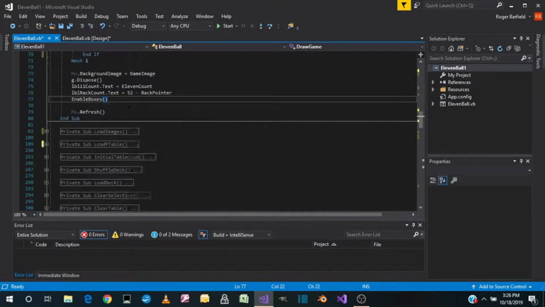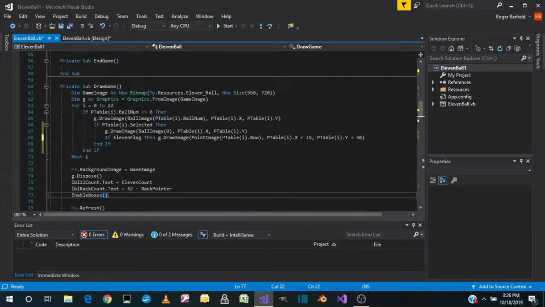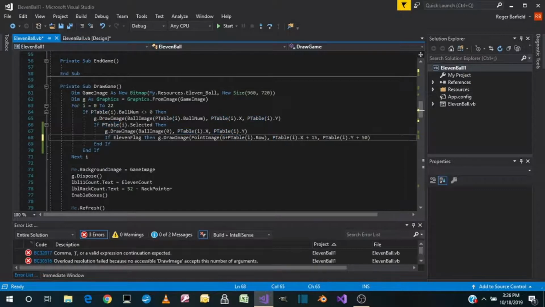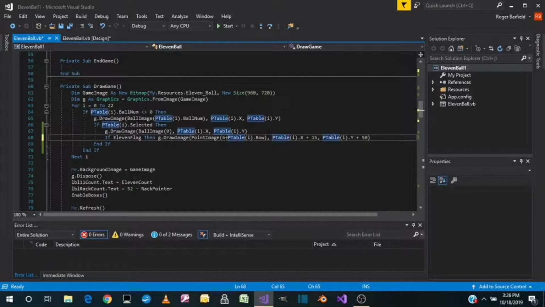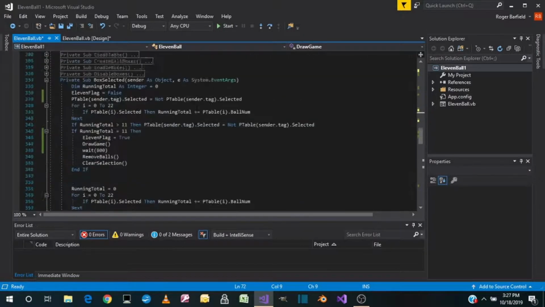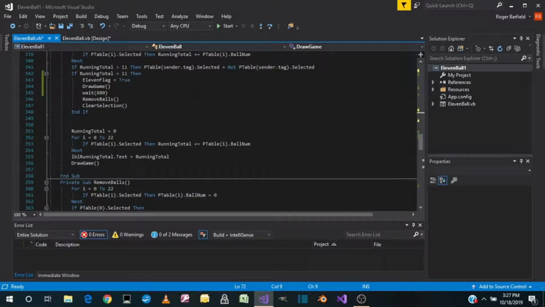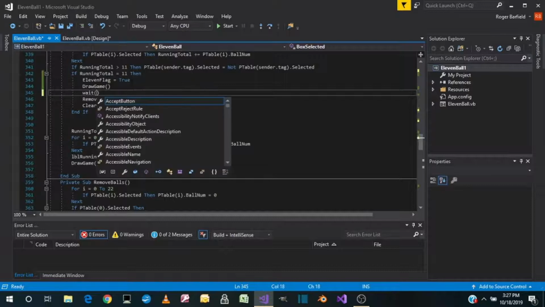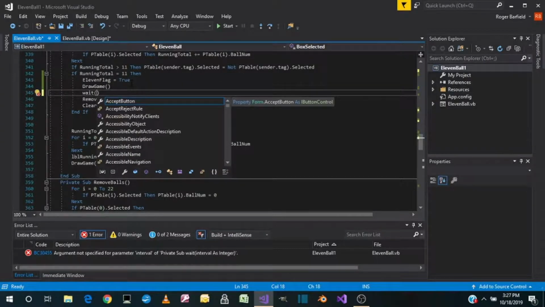So on our draw game, since these are all for when the 11's created, we're getting a plus, so it should be 6 plus whatever row number we have. And let's see if that does right. Let's give it a little more delay here, just for now, just so we can see them. Let's say 1.5 seconds.